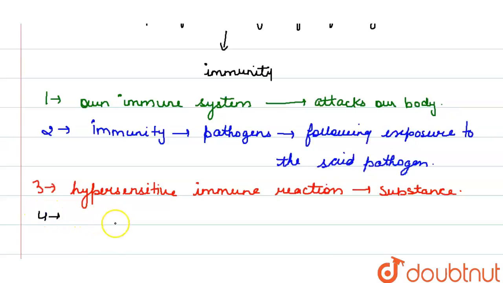Now, if we talk about option number 4, option number 4 is graft rejection. So what is graft rejection? Basically, what is a graft? A graft is when a body part is transplanted to another body part, so it can grow and work accordingly, right? Like we do kidney transplant or liver transplant.